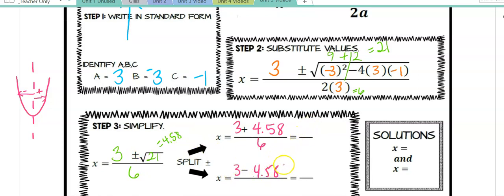Now, it is very important that you do the math on top and then the math on the bottom.